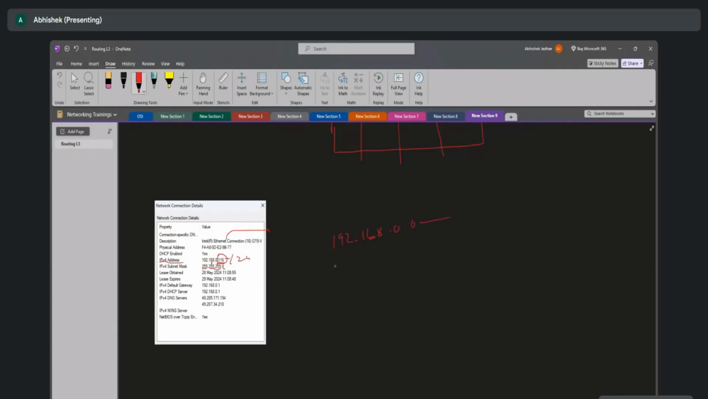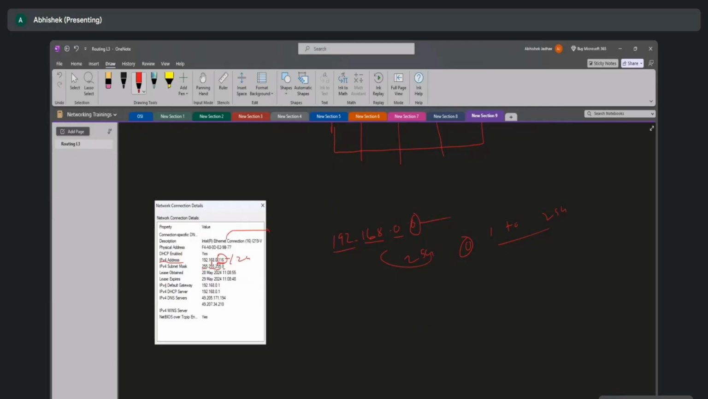192.168.0.0 is the network, right? So anything from here until 254 is the IP address which will come in between this. The reason being 255 is occupied, this is occupied, this is also occupied. The only thing usable within my network is from 1 to 254, right? 0 is the network IP. Now, if you see, I am using this particular IP address for communication purposes, for going to the internet and all.